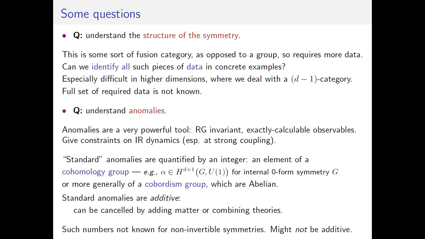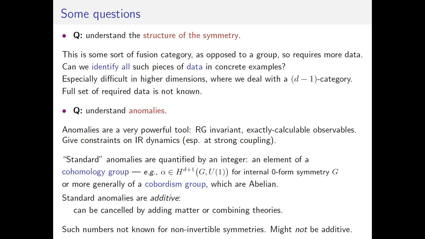Another set of questions has to do with anomalies. We know in physics, anomalies are a very powerful tool, essentially because they are renormalization group invariant, they are topological, and so they are exactly calculable observables, which in quantum theory is quite a rare thing. Besides, because they are invariant under energy flow, that gives constraints on the dynamics of the theory. This is particularly useful if a theory goes to strong coupling. Now, the standard anomalies, say anomalies for invertible symmetries, are quantified by some number. In fact, they are elements of some cohomology group. For instance, if you have an internal zero-form symmetry G, this will be some element of group cohomology, or more generally, some cobordism group.